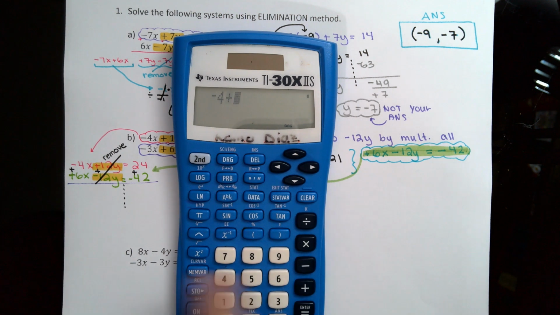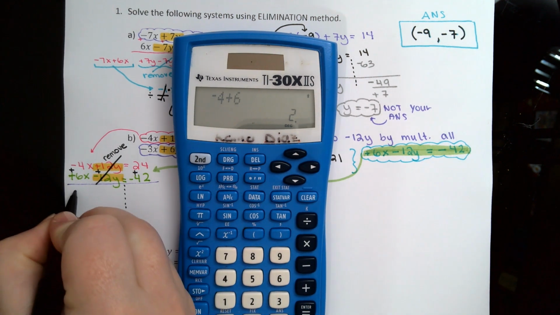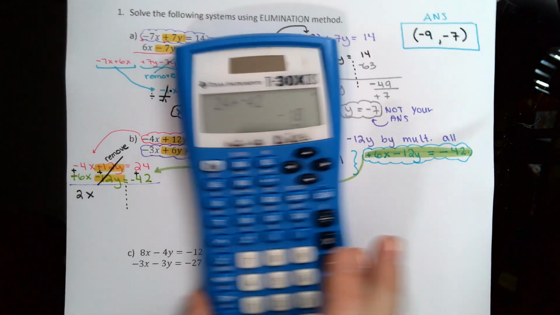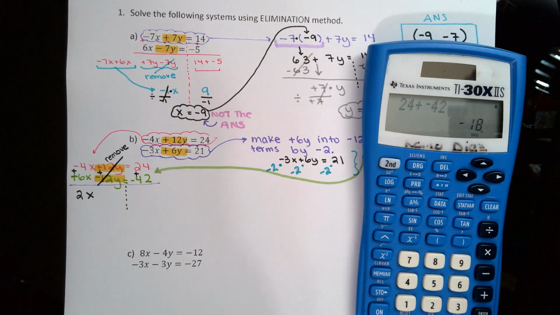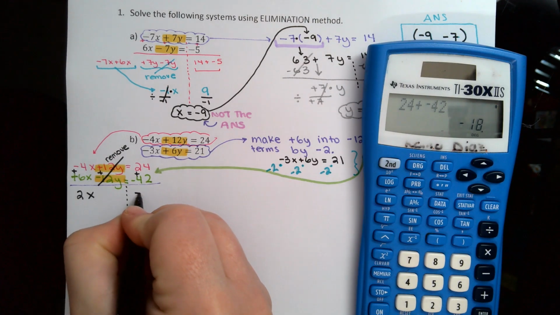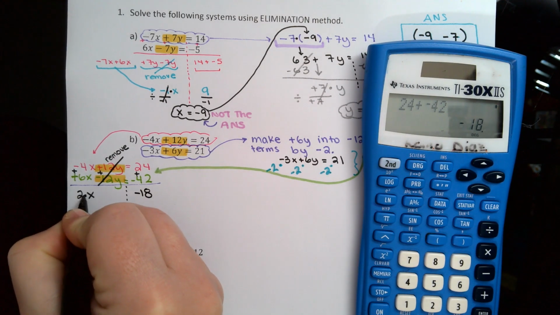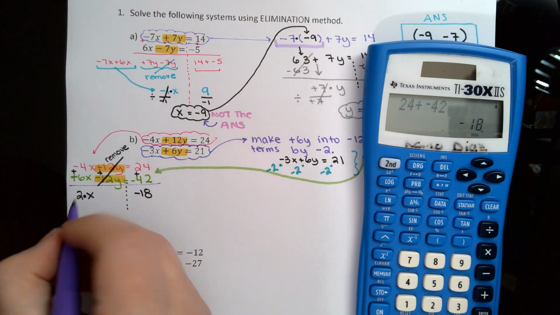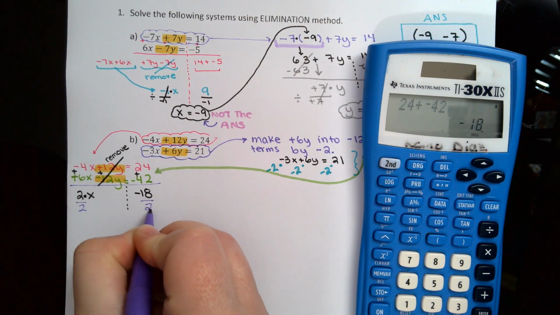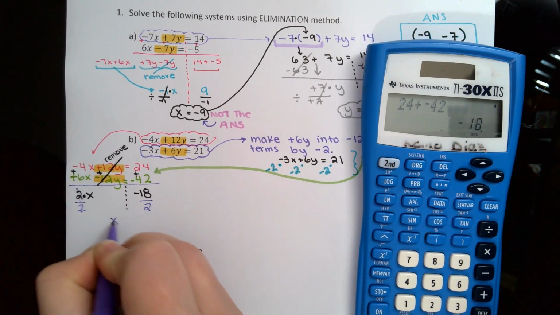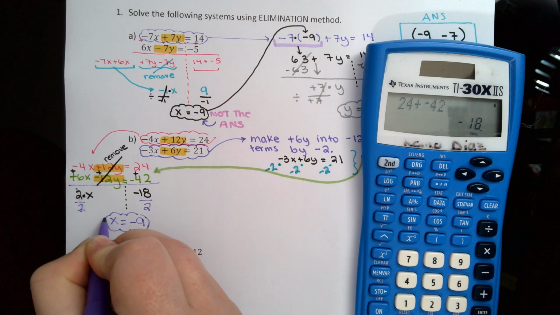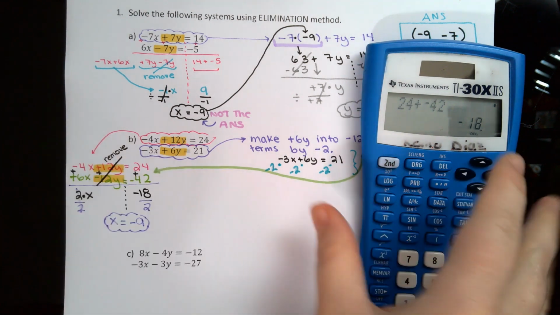Negative 4 plus a positive 6. I get a positive 2x. We have now removed y. 24 and a negative 42, and I get a negative 18. Don't forget, this is now multiplication with 2 times x. We need to remove that 2 by dividing by 2 both sides. Remove the 2's, x is then equal to a negative 9. Put that in a thinking bubble because that is not your answer.